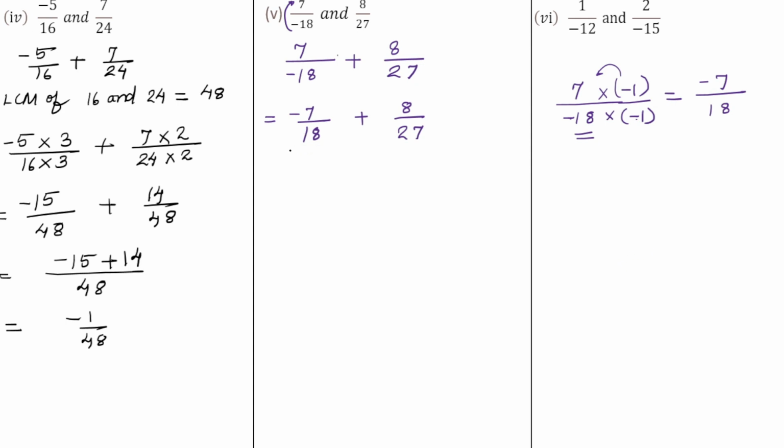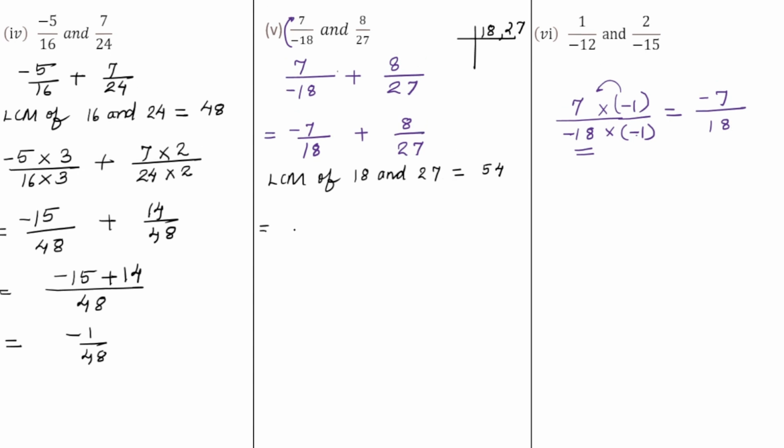Now let us get back to the question by calculating the LCM of 18 and 27. So LCM of 18 and 27 is 54. Again, you can do it by division method, and you will get 54 as the LCM. Now take the first rational number minus 7 upon 18 and multiply both numerator and denominator by 3, as 18 threes are 54. Likewise, take the second rational number 8 upon 27 and multiply both numerator and denominator by 2.